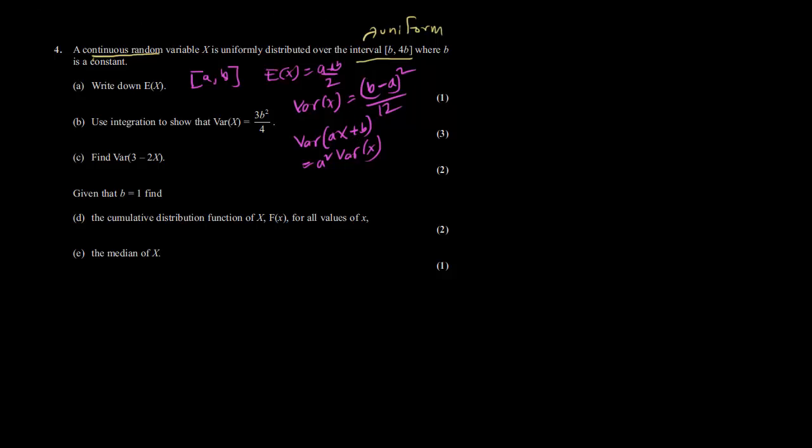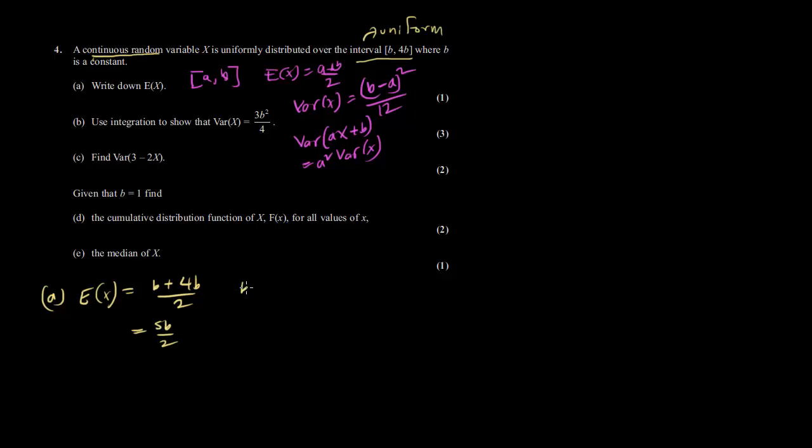So let's start. The first thing that we have to find is the expected value. So the expected value would be a plus b, the first one is b, plus the second one is 4b, divided by 2. So this would be 5b by 2.